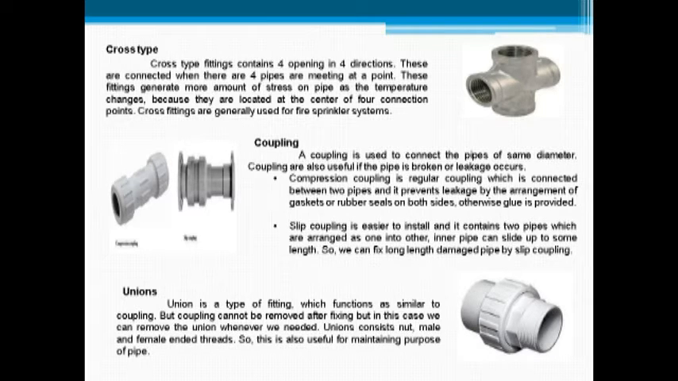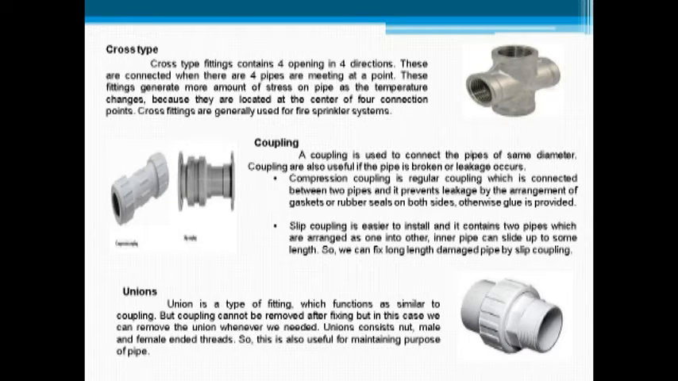Coupling. A coupling is used to connect the pipes of same diameter. Also useful if the pipe is broken or leakage occurs. Generally, there are two types of coupling available: compression coupling and slip coupling. Compression coupling is regular coupling which is connected between two pipes, and it prevents leakage by the arrangement of gasket or rubber seals on both sides. Otherwise, glue is provided. Slip coupling is easier to install, and it contains two pipes which are arranged as one into other. Inner pipe can slide up to some length. You can fix long length damaged pipe by slip coupling.